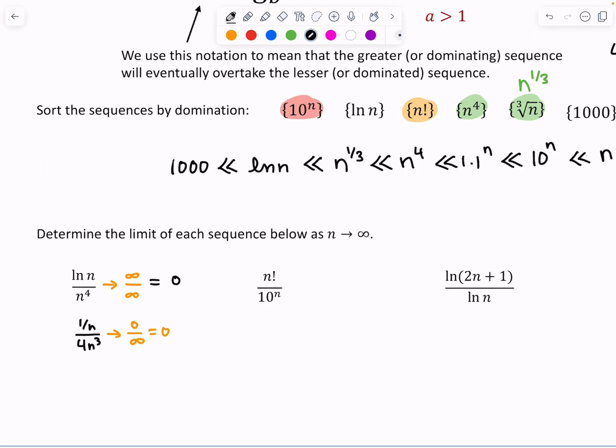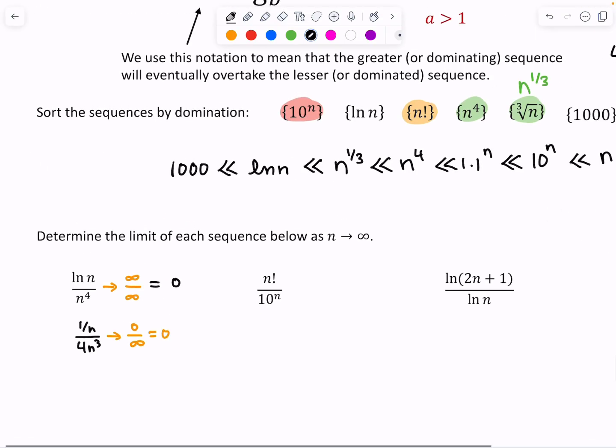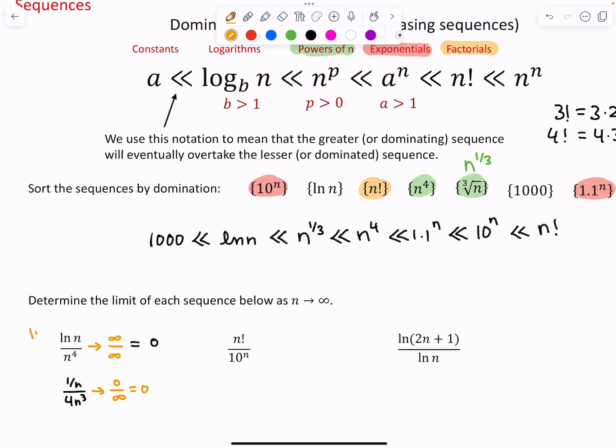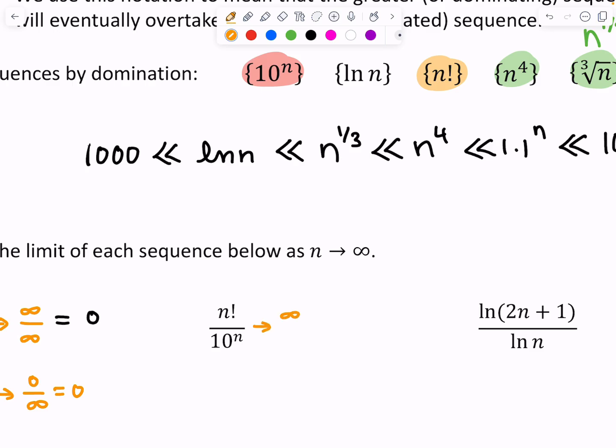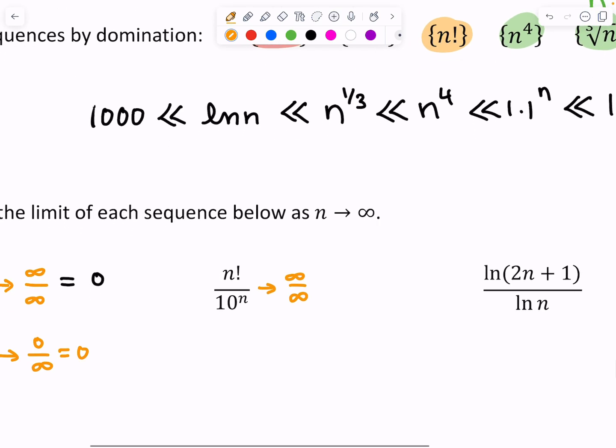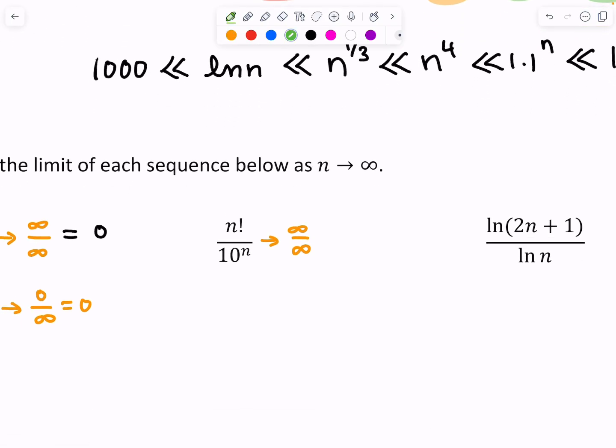Now what we should learn here, the numerator and denominator are coming from 2 different classes of functions in our domination chain. We have a log divided by a power of n. And powers of n dominate logarithms. And because the power of n is in the denominator, it will overpower the numerator, which is why we're getting 0 as a limit here. So this middle case, as n goes to infinity, this does approach infinity over infinity, but L'Hopital's rule doesn't really work here because we don't know how to differentiate n factorial. We will trust the domination chain that because n factorial dominates 10 to the n, the numerator infinity will overpower the denominator infinity, and this will be infinite in size.